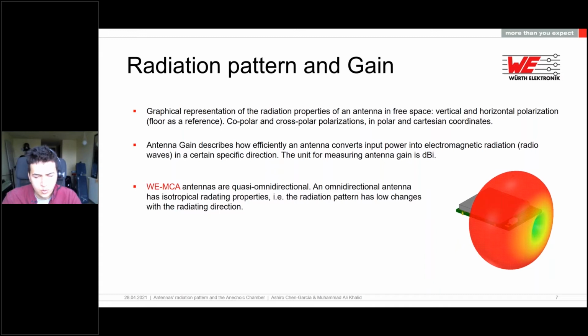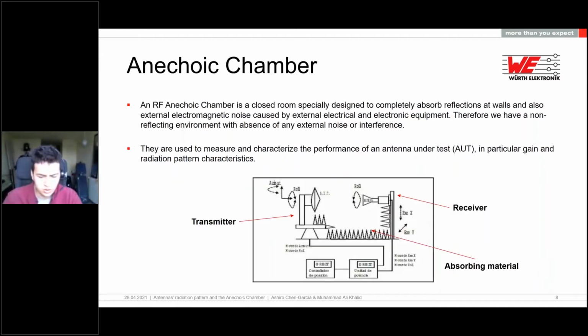So what is an anechoic chamber? It's a closed room which was specially designed to absorb all the reflections and avoid any external electromagnetic noise that could be caused by any electronic equipment. Therefore, we can characterize and obtain the performance of the antenna and its properties, in particular, the gain and the radiation pattern that we have just commented on.